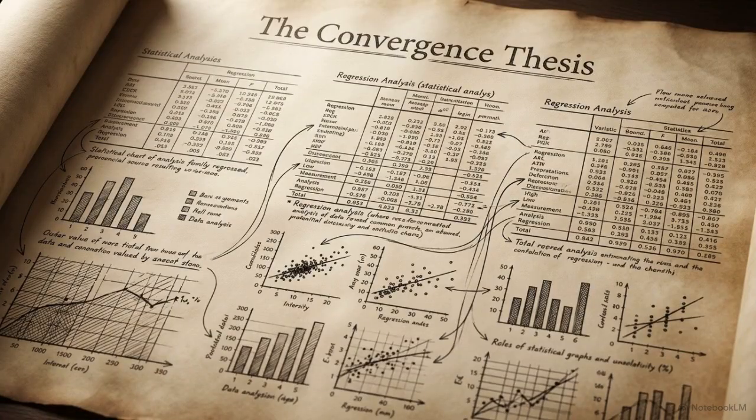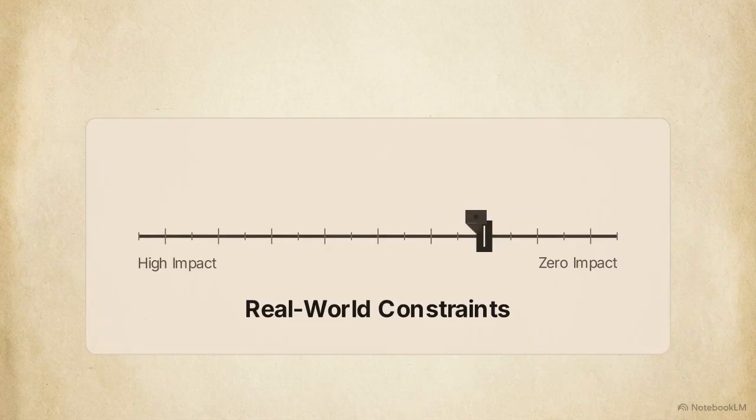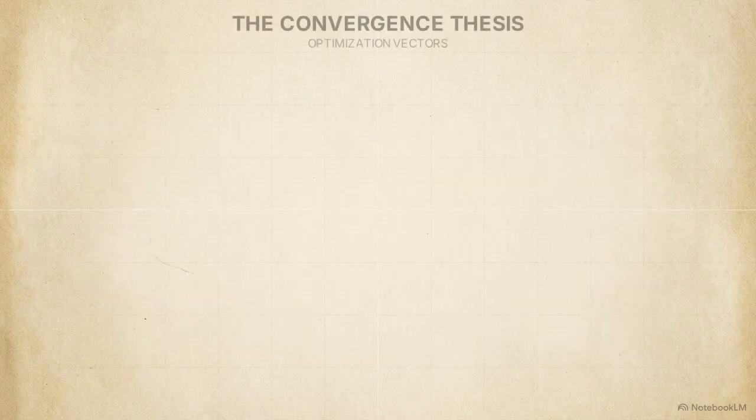Discarding the advocacy hype leaves us with a verifiable empirical framework built on hard probabilities, the Convergence Thesis. The formal definition of veganism seeks to exclude animal exploitation as far as is possible and practicable. It is an optimization problem operating under real-world constraints. We can analyze this optimization across three specific vectors.